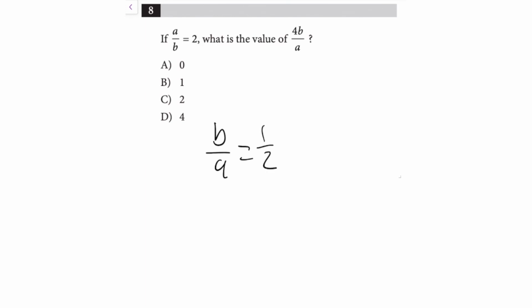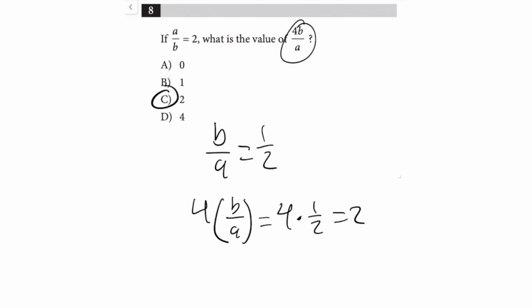So if I rewrite this right here as 4 times B over A, well, I know B over A is equal to 1/2. So I can just rewrite this as 4 times 1/2, which is 2, and choice C is going to be my answer.